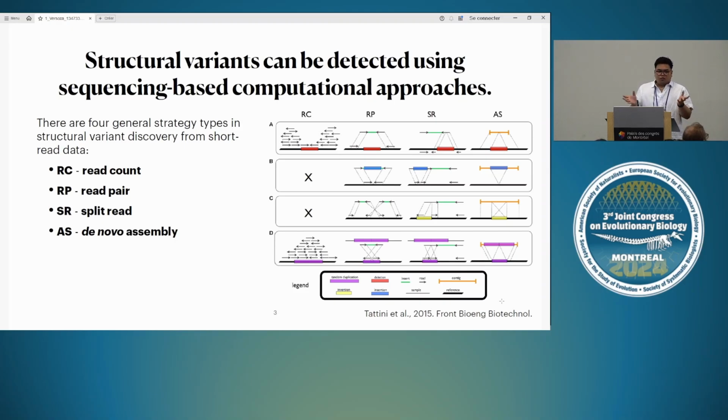Next, we have split reads. Instead of looking at the number of reads and their orientation, you look at the reads themselves and whether there's a gap in between them, because obviously we don't want any gaps there. You want an intact read. And lastly, we have the de novo assembly method, which, as the name implies, means you create your de novo genome and compare that to a reference genome.